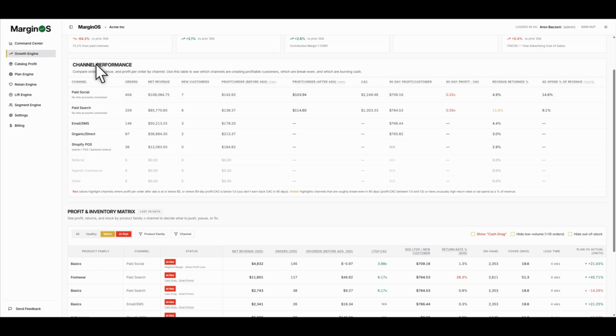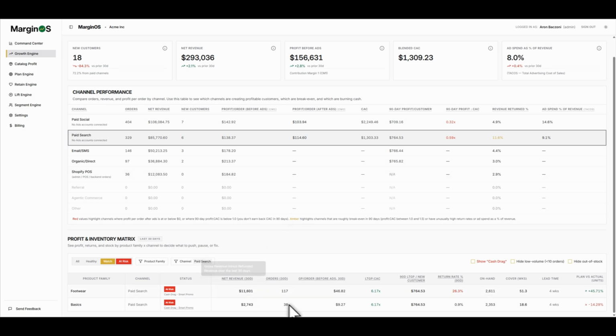Below that is the channel performance table. It's your side-by-side view of each major channel, who's actually pulling their weight, who's overspending, and where CAC and profit are trending. It's built for allocation decisions. What do we scale, hold, or cut this week? Clicking a channel row automatically filters the profit and inventory matrix underneath to that channel. Or you can use filters on the matrix itself to focus on the specific product families and channels you care about.